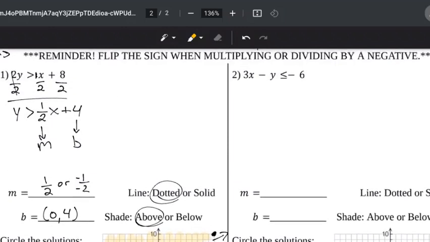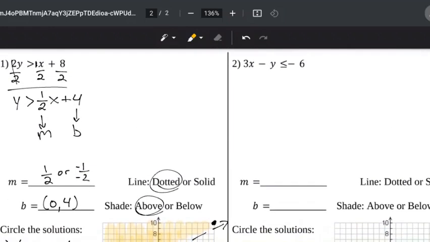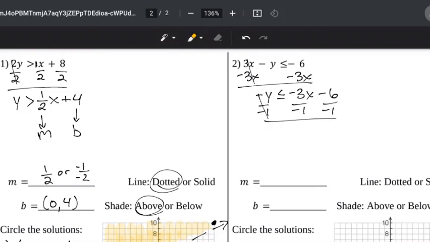All right, let's try one more together. Number 2, we want to get y isolated, so we have to get rid of this 3x. We are left with -y is less than or equal to. Remember that x term needs to go first, and then we write out our -6. Divide everything by -1. Remember, when we divide by a negative, we flip the sign. And now we have 3x plus 6.